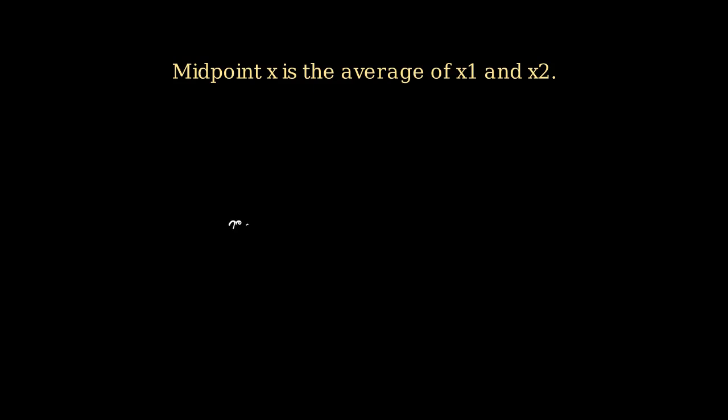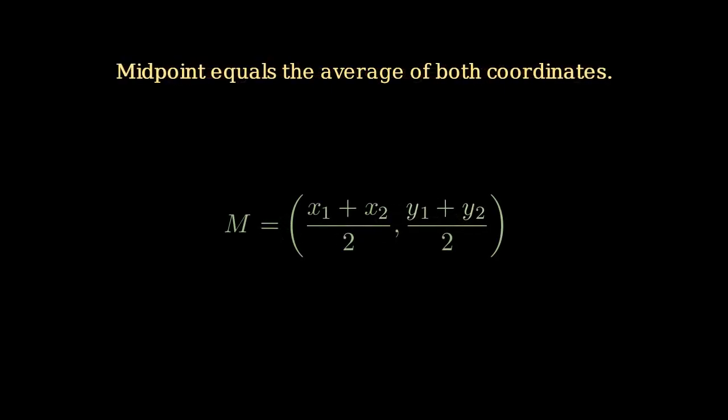Halfway along the horizontal leg means starting at x sub 1 and adding half of x sub 2 minus x sub 1, which simplifies to (x sub 1 plus x sub 2) divided by 2. The same reasoning on the vertical leg gives (y sub 1 plus y sub 2) divided by 2. So the midpoint is simply the average of the 2 x coordinates and the average of the 2 y coordinates. And now we can see exactly why that averaging rule works geometrically.